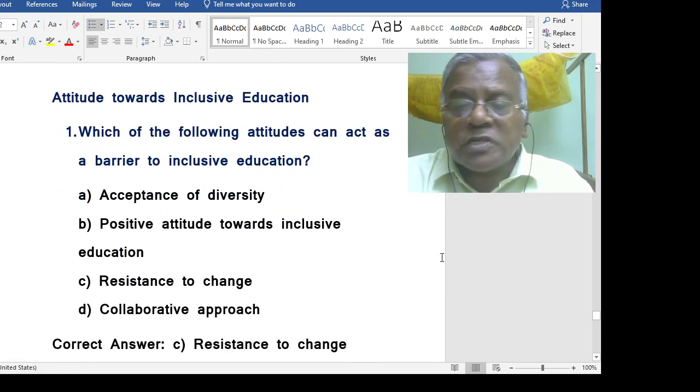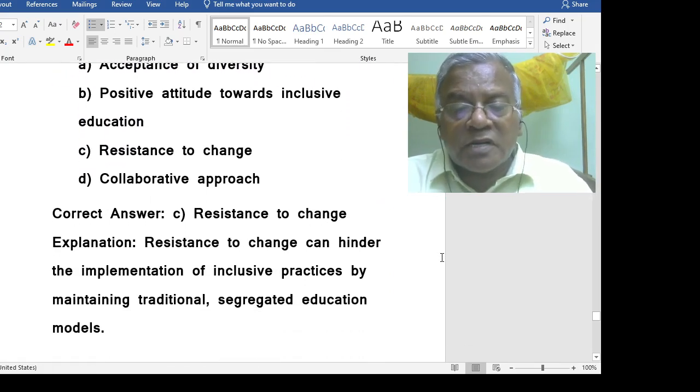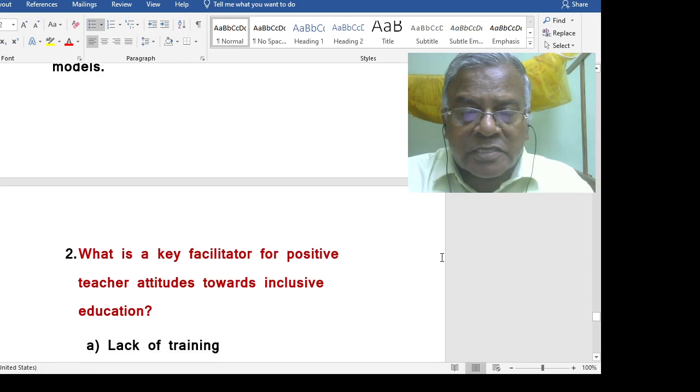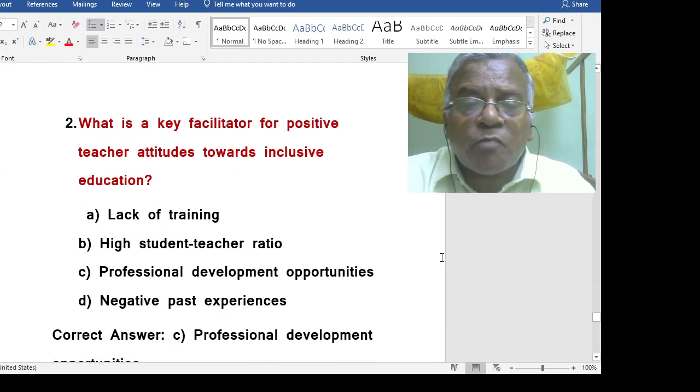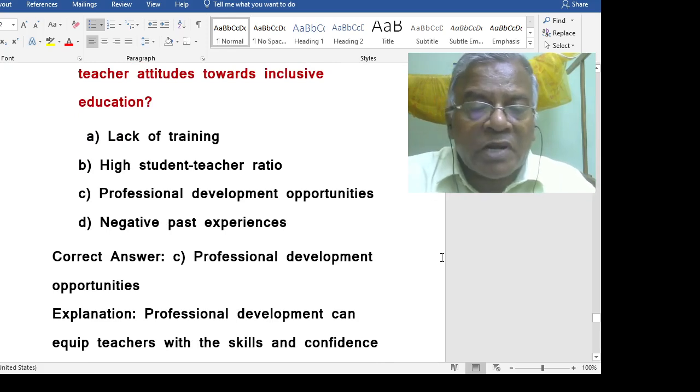What are some of the questions? Which of the following attitudes can act as a barrier to inclusive education? That is resistance to change. Resistance to change can hinder the implementation of inclusive practices by maintaining traditional segregated educational models. What is a key facilitator for positive teacher attitude towards inclusive education? That is professional development opportunities.